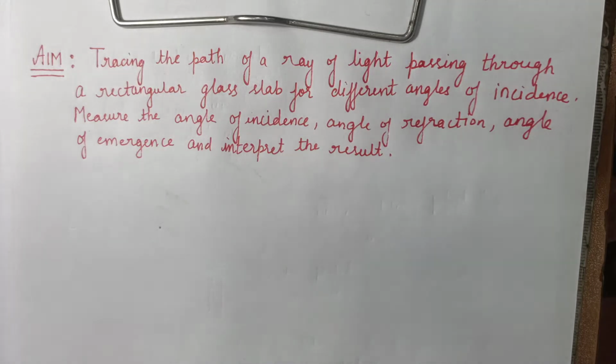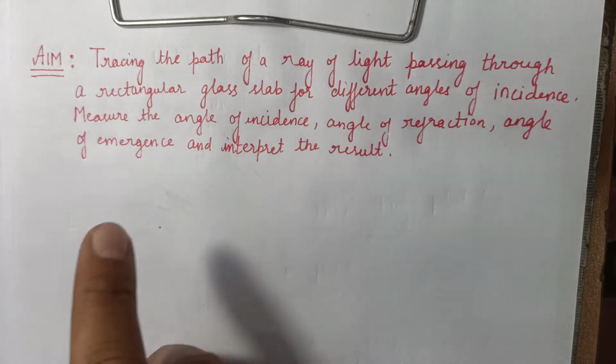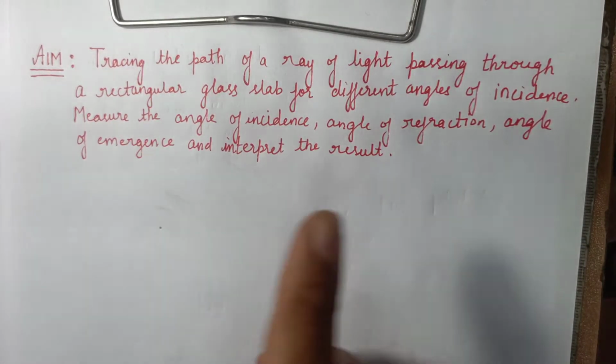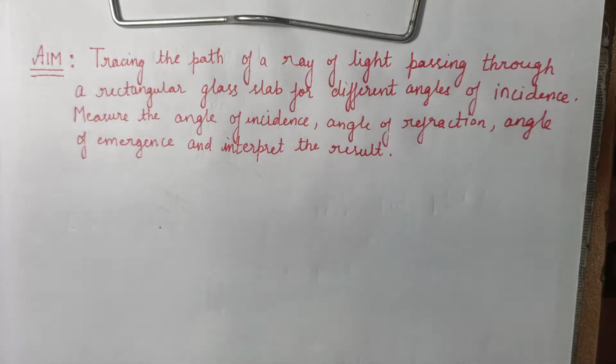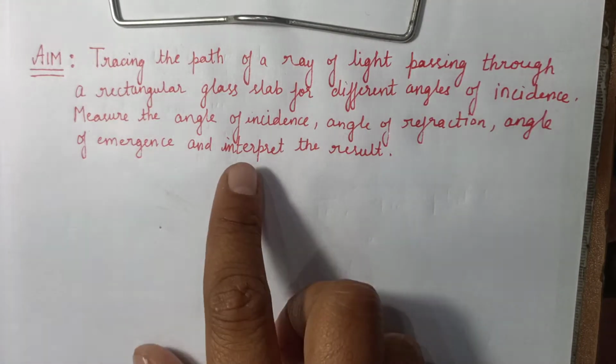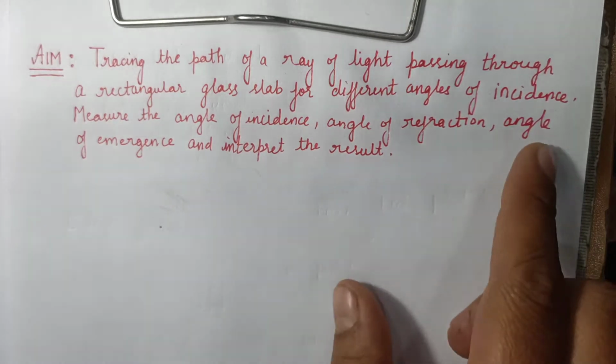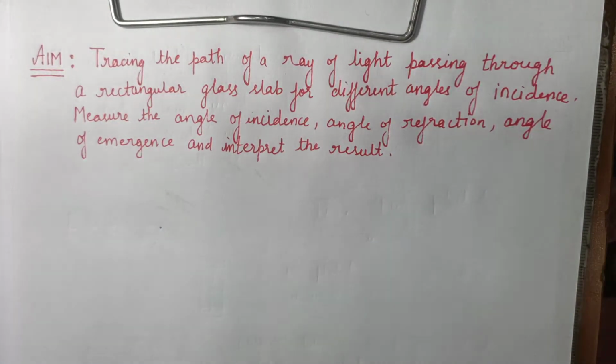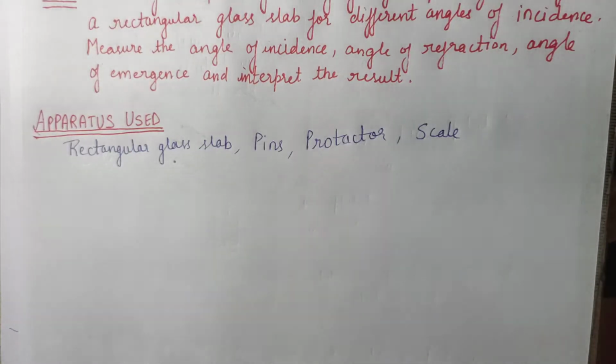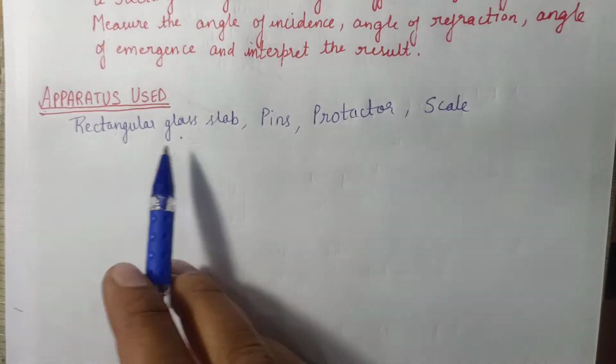Physics practical. The aim of this experiment is tracing the path of a ray of light passing through a rectangular glass slab for different angles of incidence, and measuring the angle of incidence, angle of refraction, and angle of emergence, and then interpreting the result. Now the apparatus required is a rectangular glass slab.